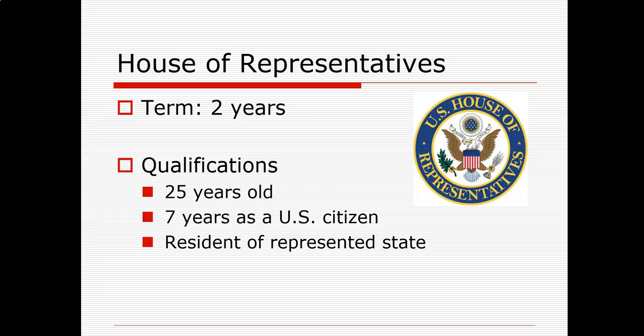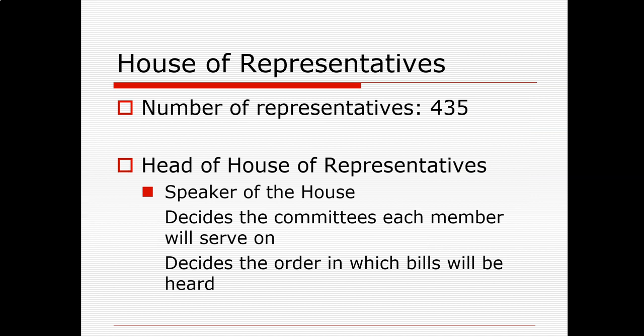Now, the House of Representatives, the term is 2 years for each member of the House of Representatives. By the way, they can get reelected. The qualifications, first, they have to be at least 25 years old. They have to have been U.S. citizens for at least 7 years, and they have to be residents of represented states. Like we mentioned before, the number of representatives is 435 members.